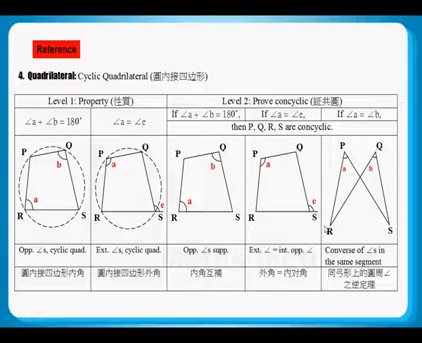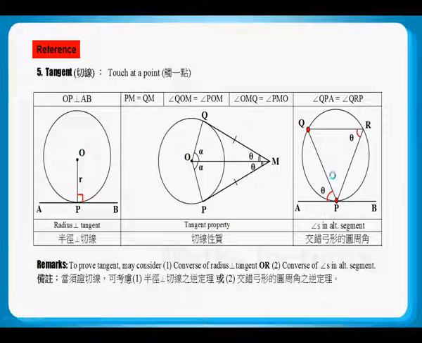Okay, and then in the case of angles in the same segment, we always use 4 circumference points, and that's why when we have this kind of shape and then we have a pair of angles are equal, we can prove concyclic. 5, at last.